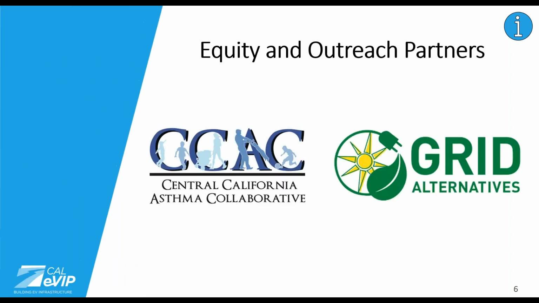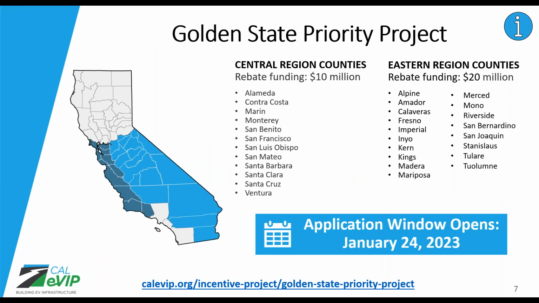Next slide. To help with this equity and outreach, we are partnering with 2 organizations, one, the Central California Asthma Collaborative, as well as Grid Alternatives, and they will help us with increasing access of charging within these most vulnerable areas within the state. Specifically, they'll be helping with outreach and education to different community-based organizations and local partners within our eligible counties. Next slide.